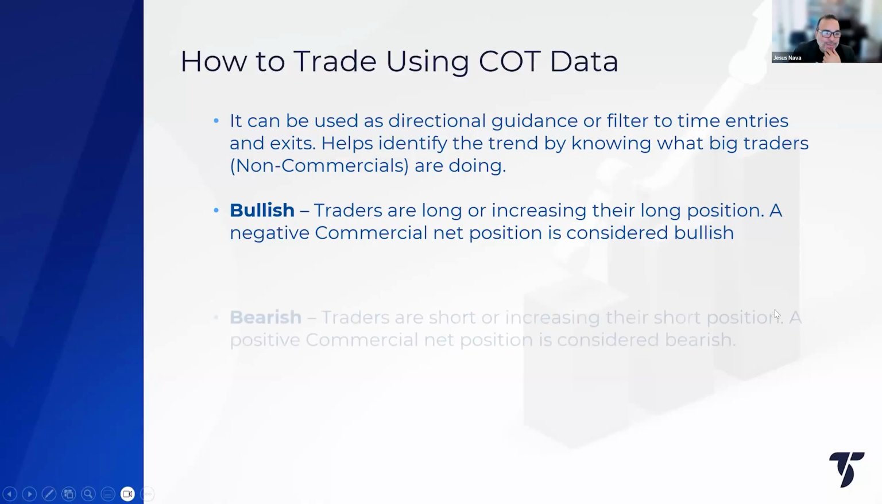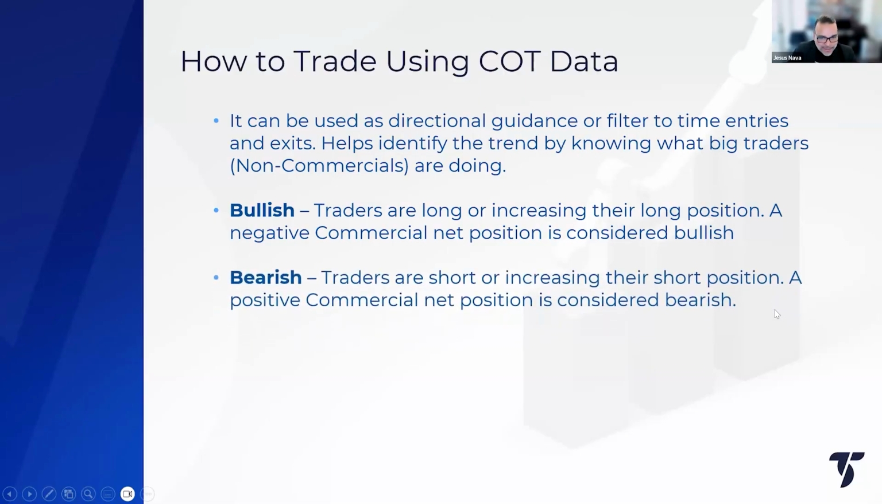The same thing happens when they're bearish. Traders, usually when they're bearish, are short or increasing their short position. But on the commercial side, they're going to be positive. They're going to be buying contracts because they think the price may go down. So a positive commercial net position is considered bearish.